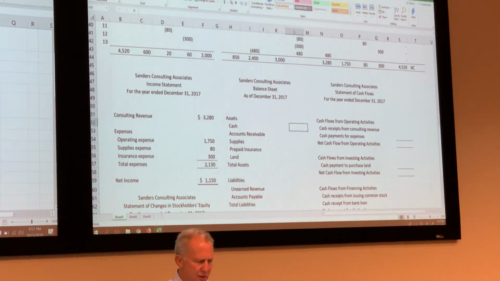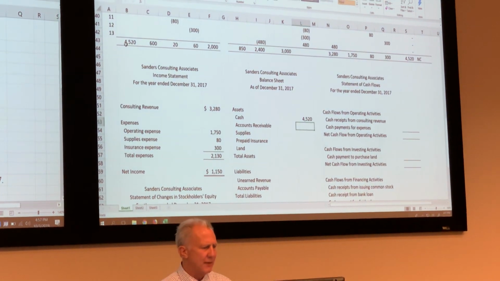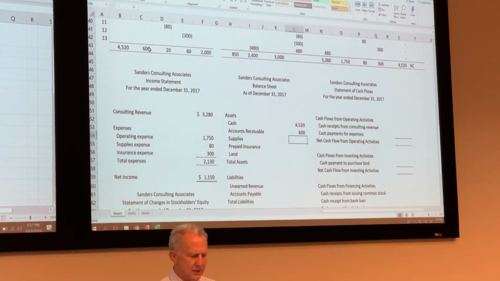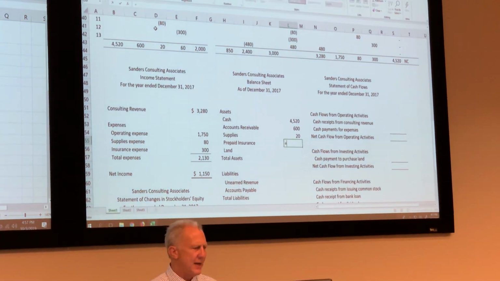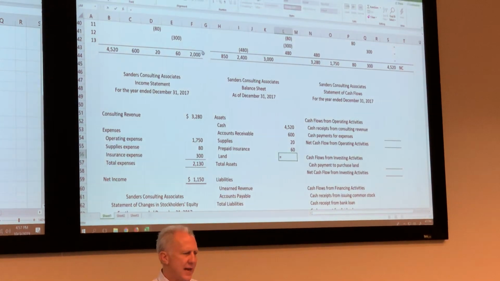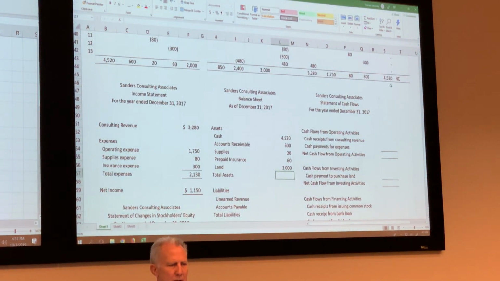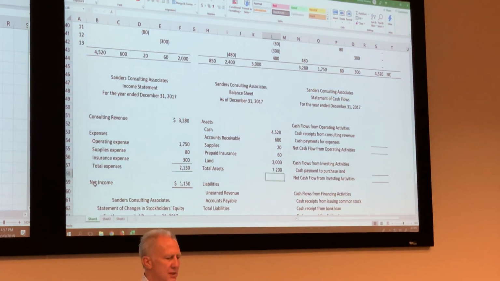The cash, 4520, I'm sorry. The accounts receivable, still open, 600. The supplies that we still have on hand is $20. The prepaid insurance is 60. And we have 2,000 in land we bought as a long-term investment to ultimately build a building on, right? Total assets, $7,200.